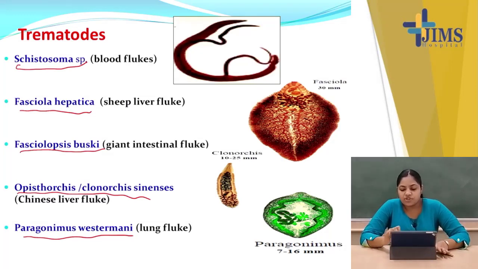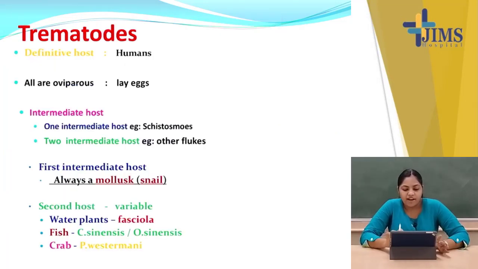If you see the picture here, Fasciola hepatica is broad and a single organ, so these are called flukes. Whereas roundworms are unsegmented, and in cestodes we can see segments like a tape. These are flat. Coming to the trematodes, the definite host is always humans, and all are oviparous, which lay eggs.